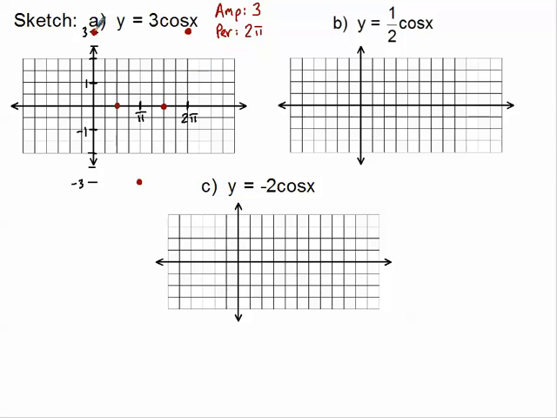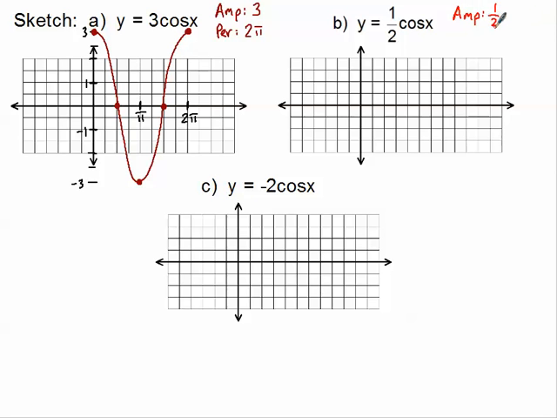Here's our cosine curve. Let's see if we can curve it on in here. That's been stretched 3 times as tall because our amplitude has changed to a 3. If we look at the second one, now our amplitude is 1/2.